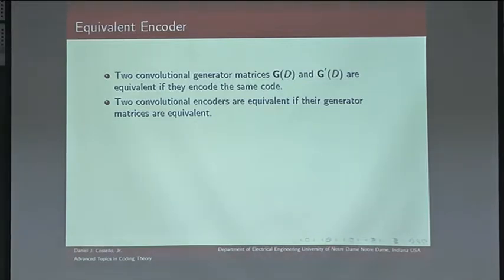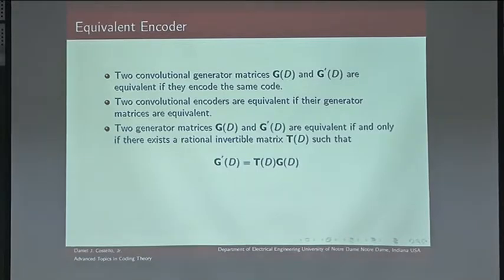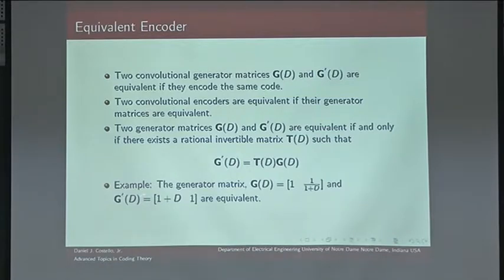And the encoders then, the two encoders corresponding to the two equivalent generator matrices, would be referred to as equivalent encoders. Two generator matrices are equivalent if and only if there's a rational invertible matrix. This can include rational functions, but it has to be invertible, such that you can get from G to G primed.